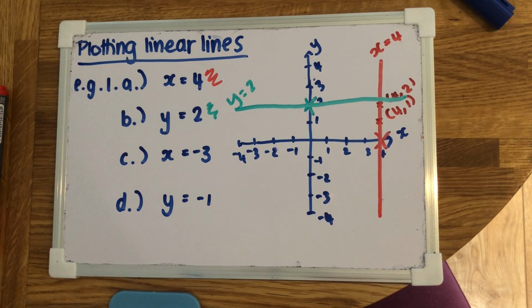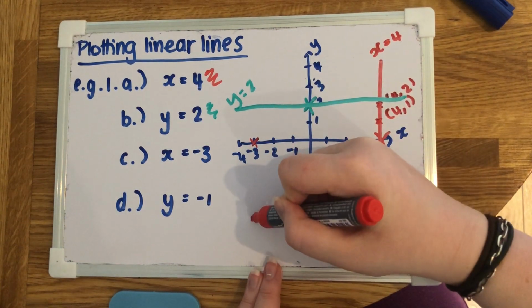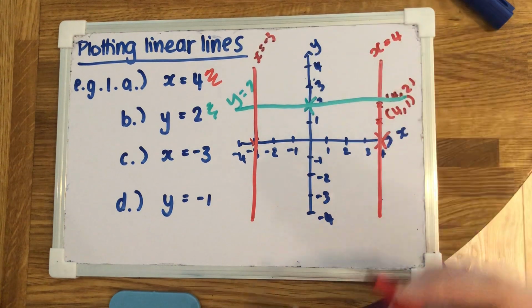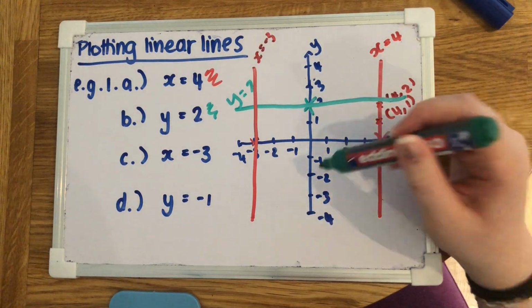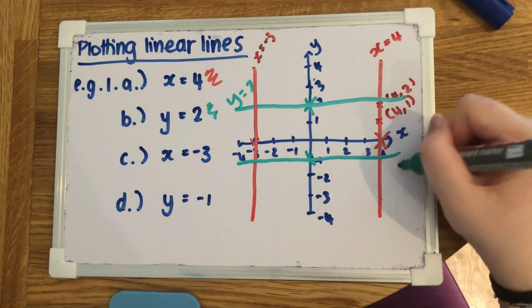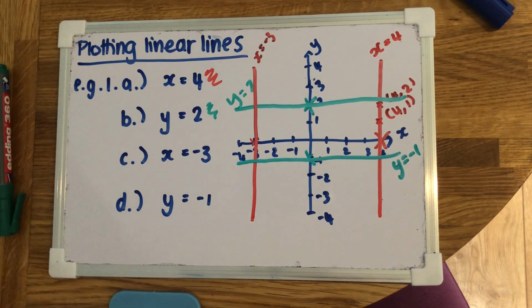Okay, next one, x equals -3. So if we find -3 on the x-axis, that would be here, and then we draw a line vertically. And again for the last one, y equals -1. So we look at the y-axis and find where -1 is, which is here, and then draw a lovely straight line going across. Okay, so they're classed as the easiest ones. I don't know if I agree with that, but hey ho.